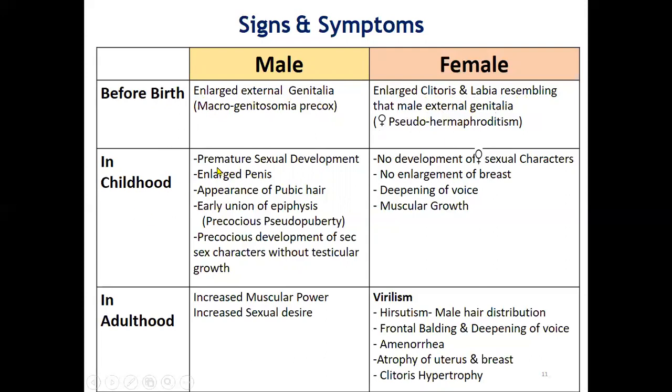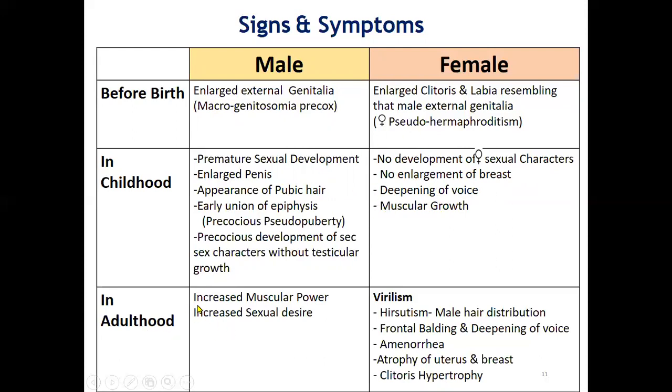In childhood, there is premature sexual development, enlarged penis, appearance of the pubic hair, early union of the epiphysis, which is called precocious pseudopuberty, precocious development of the secondary sex characters without testicular growth. In childhood, in the female case, there is no development of the female sexual characters, no enlargement of the breast, deepening of the voice, and muscular growth because of the production of sex steroids like testosterone and DHEA. Now, these two things have to be differentiated. The symptoms are a little bit different.